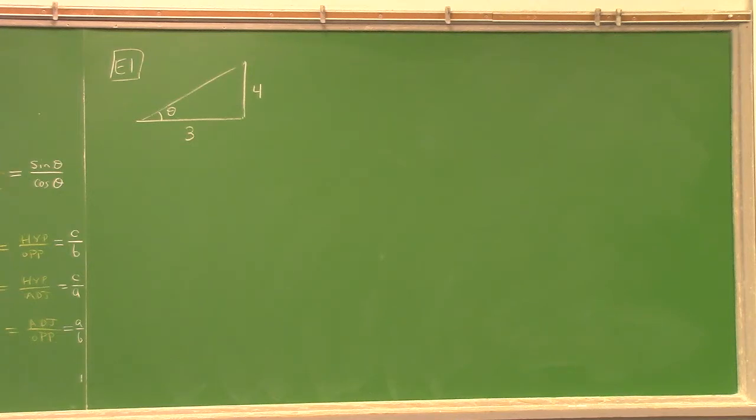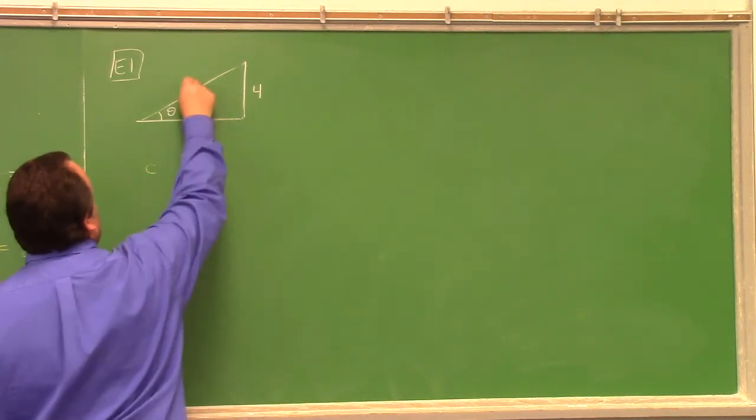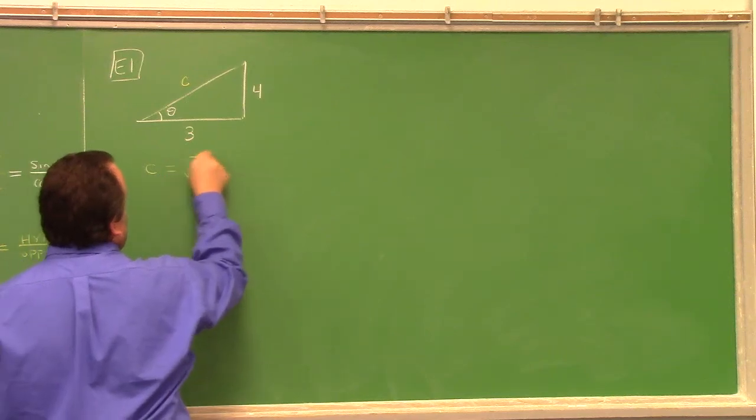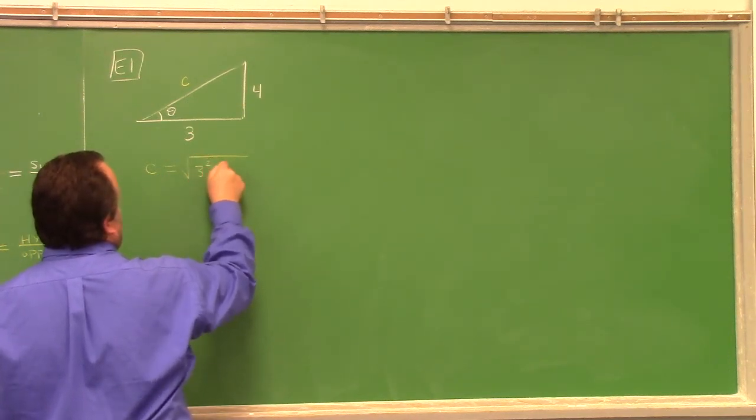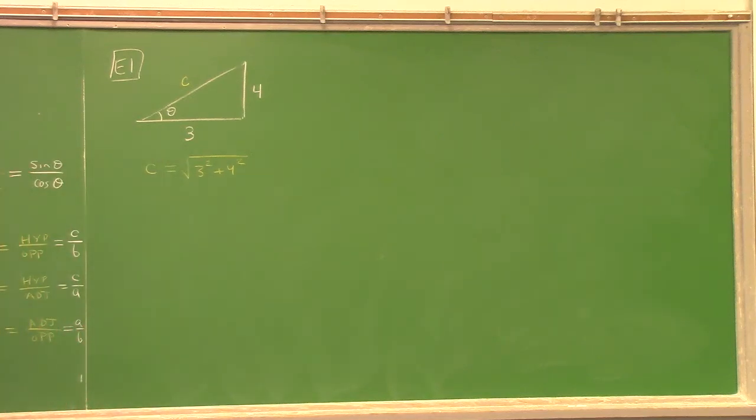All right, so I will write the solution in yellow. So what's c? First thing I would do is figure out the hypotenuse, right? So c is going to be the square root of 3 squared plus 4 squared, right? Because we can take the square root of the Pythagorean identity to solve for c, right?